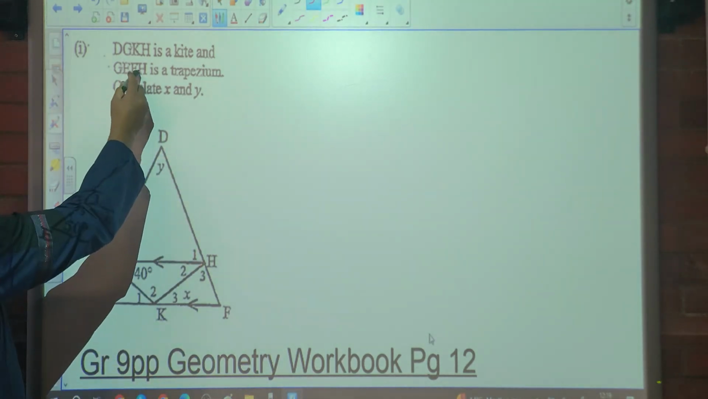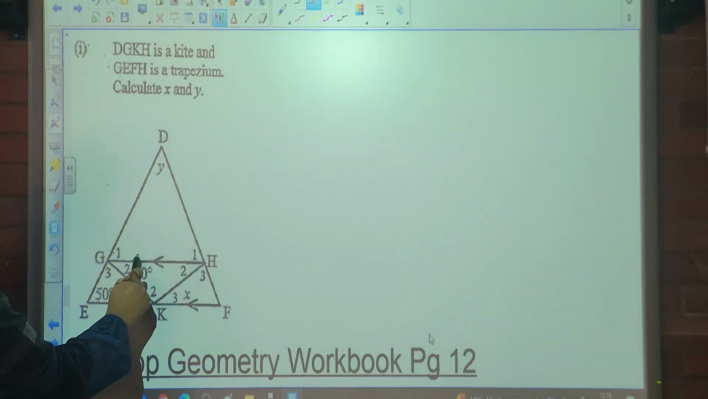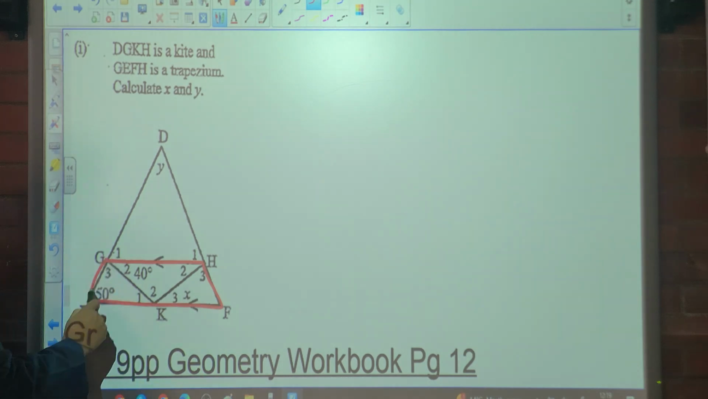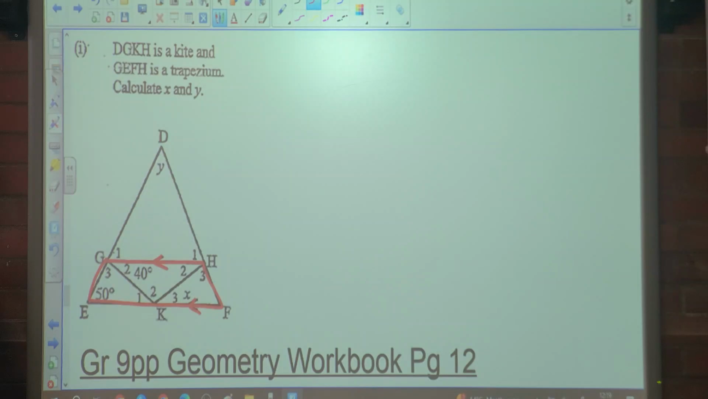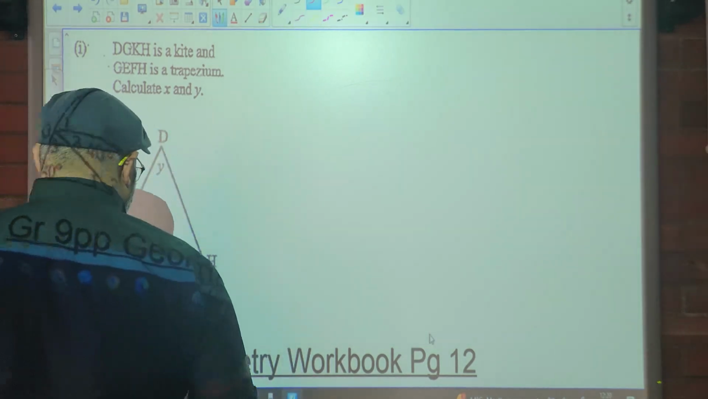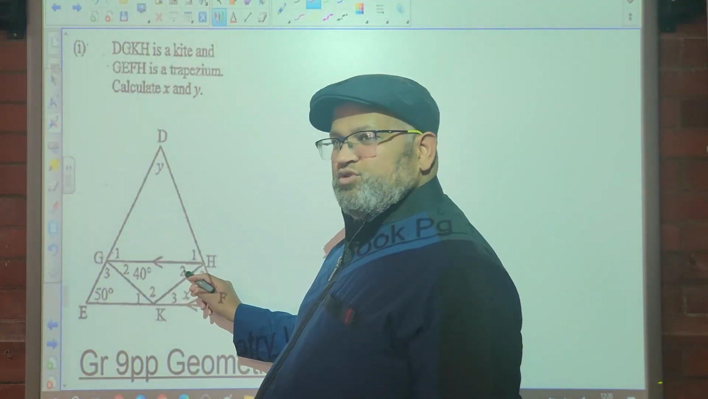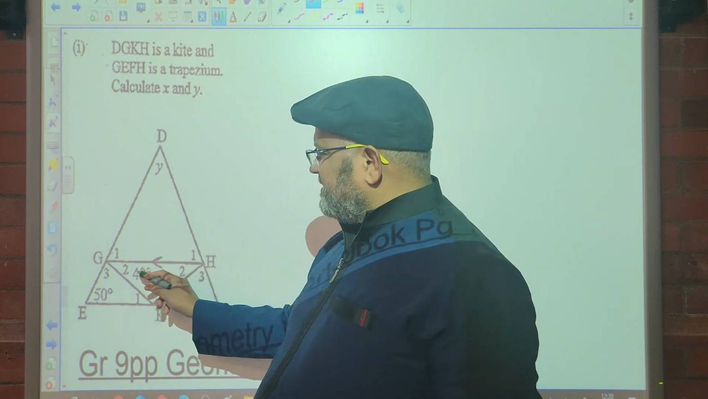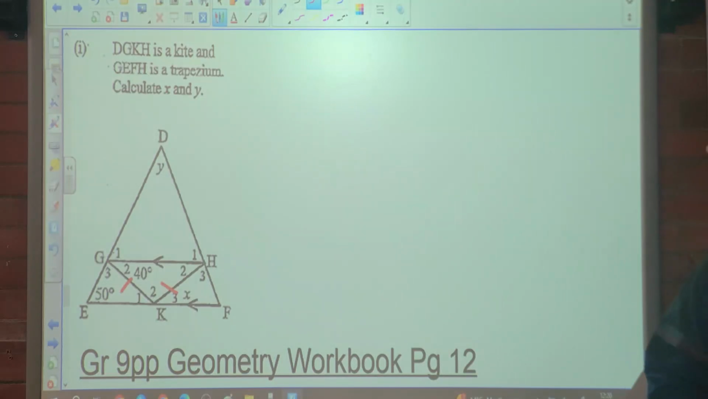Then we are told that GEFH is the trapezoid, or trapezium. What do we know? One pair of opposite sides are parallel. They didn't even have to tell us that, so they drew that in for us. Okay? Calculate x and y. Right, so if we go with x, we know that x is the same as H2. But H2 is the same as G2 because those lengths are equal. Okay, so where do we stop?